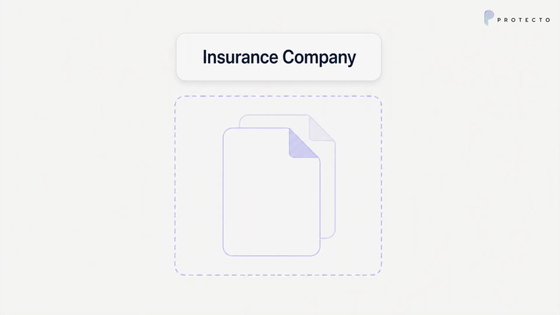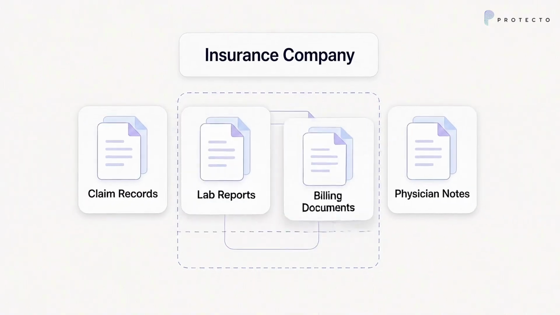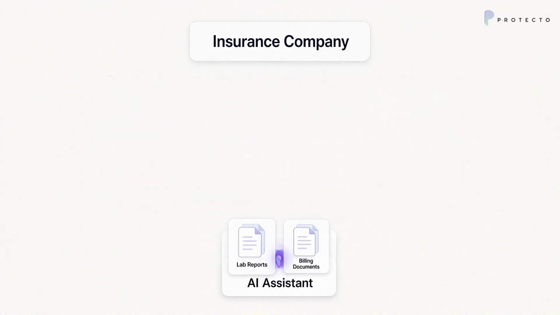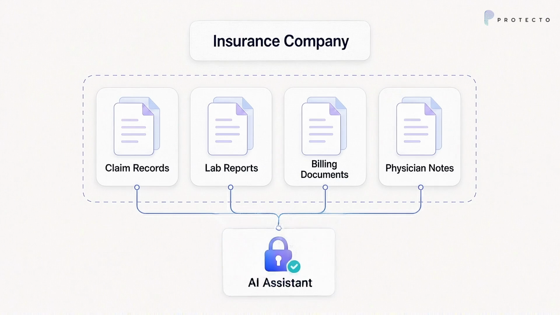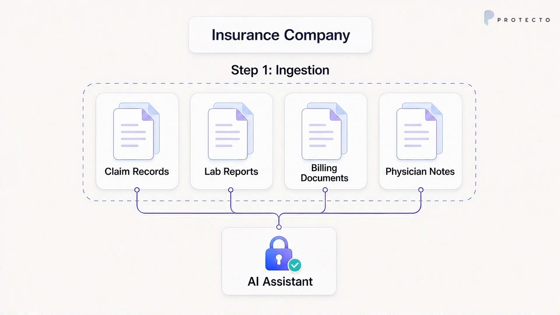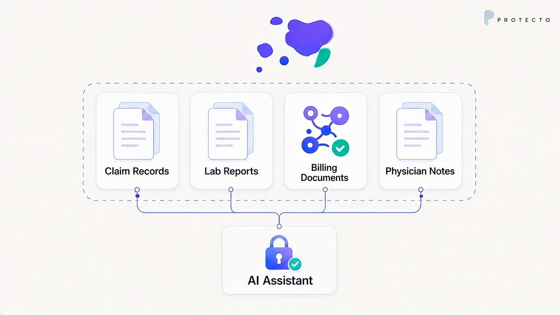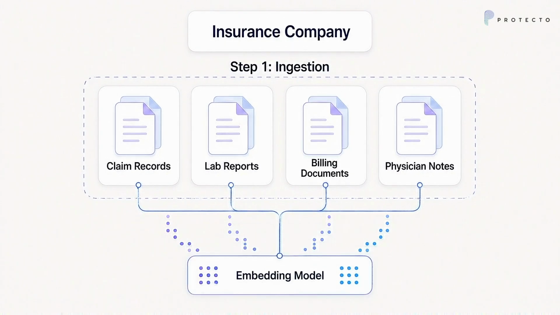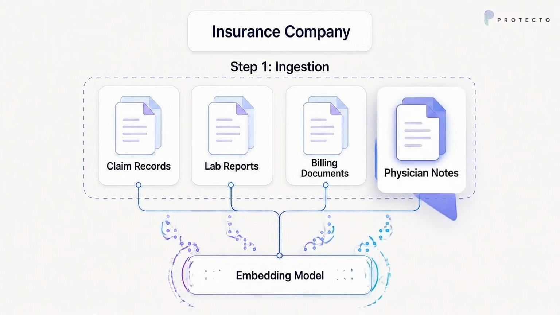Point 1. Picture the insurance company doing this today. Millions of claim records, lab reports, billing documents, physician notes, customer correspondence, all of it feeding one AI assistant. The first step is ingestion. Every document gets converted into vectors by an embedding model, so the assistant can search by meaning instead of exact keywords. That part works well.